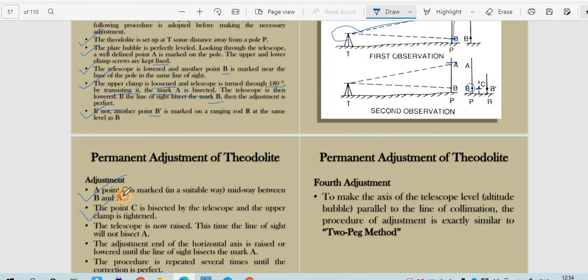The point C is bisected by the telescope and the upper clamp is then tightened. Now you will lower your telescope and bisect point C. Okay, C point has been bisected. The telescope is now raised. Then this time the line of sight will not bisect A. You are bisecting point C, then you raise to point A, so it will not exactly match with A.